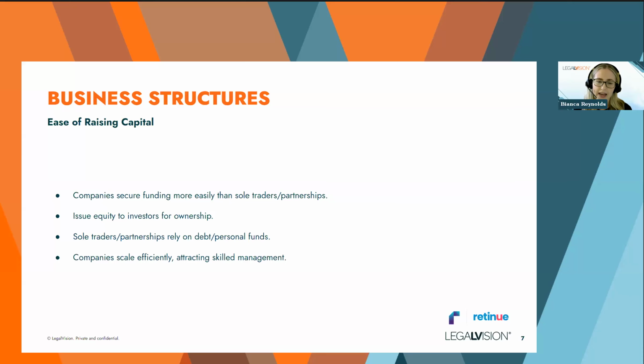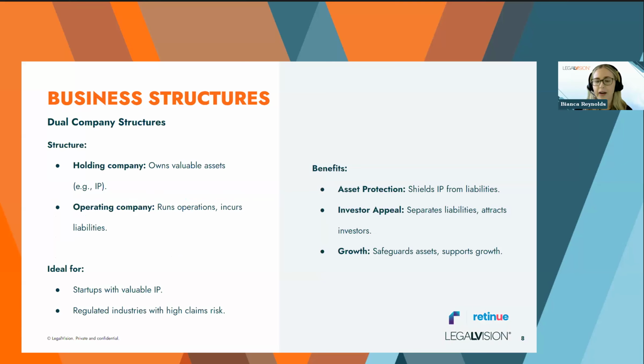And finally, another structure to think about this year for you is a dual company structure, where you would have a holding company which owns the valuable intellectual property and other important assets of the business. And then you would have an operating company, and that's the entity that actually runs the business day to day, enters into contracts with customers and employees. And in that way, the assets of the business in the holding company are separated out and protected from the operational liabilities of the business which sit in the operating company.